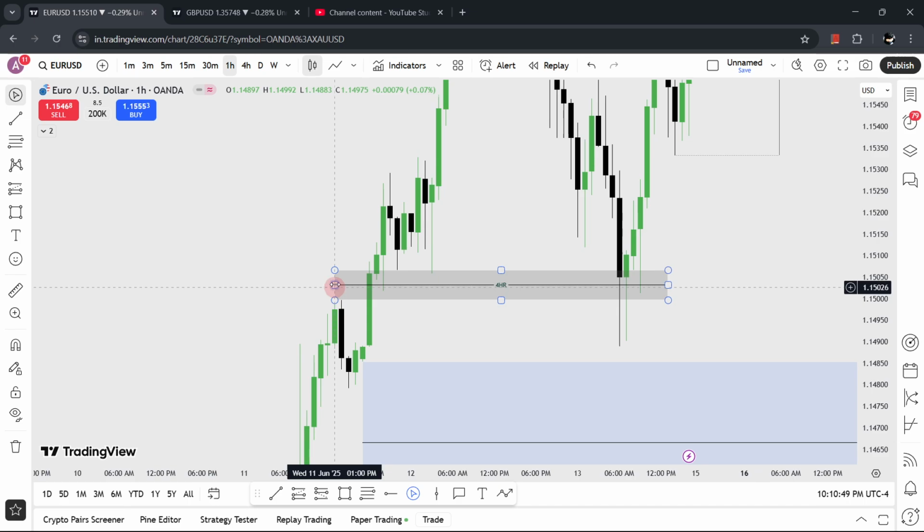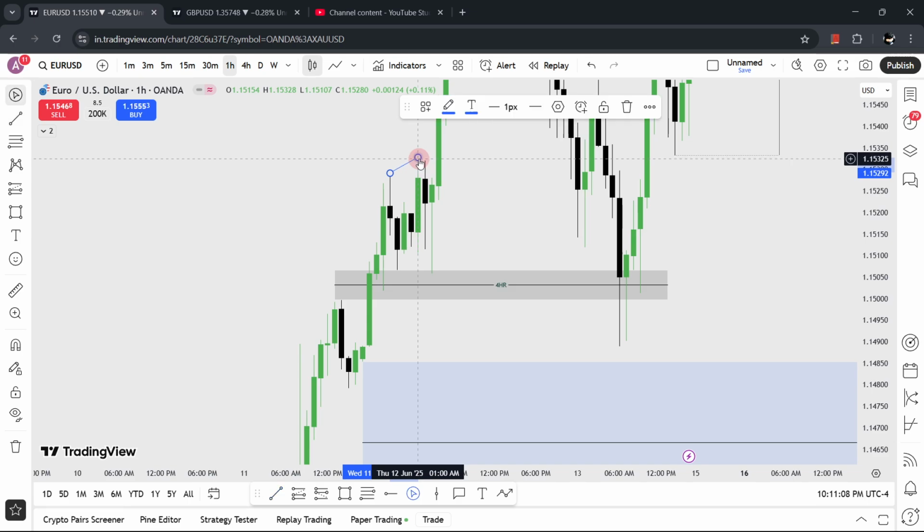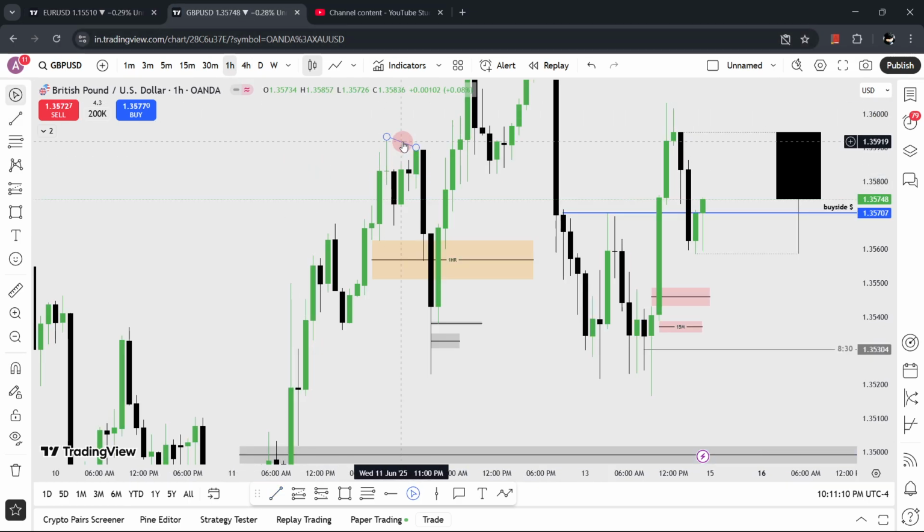This short-term low here, this higher high here. I just wanted to mark out this high, that is the 9 p.m. high and the 1 a.m. high. Similarly here, 9 p.m. high, 1 a.m. high.